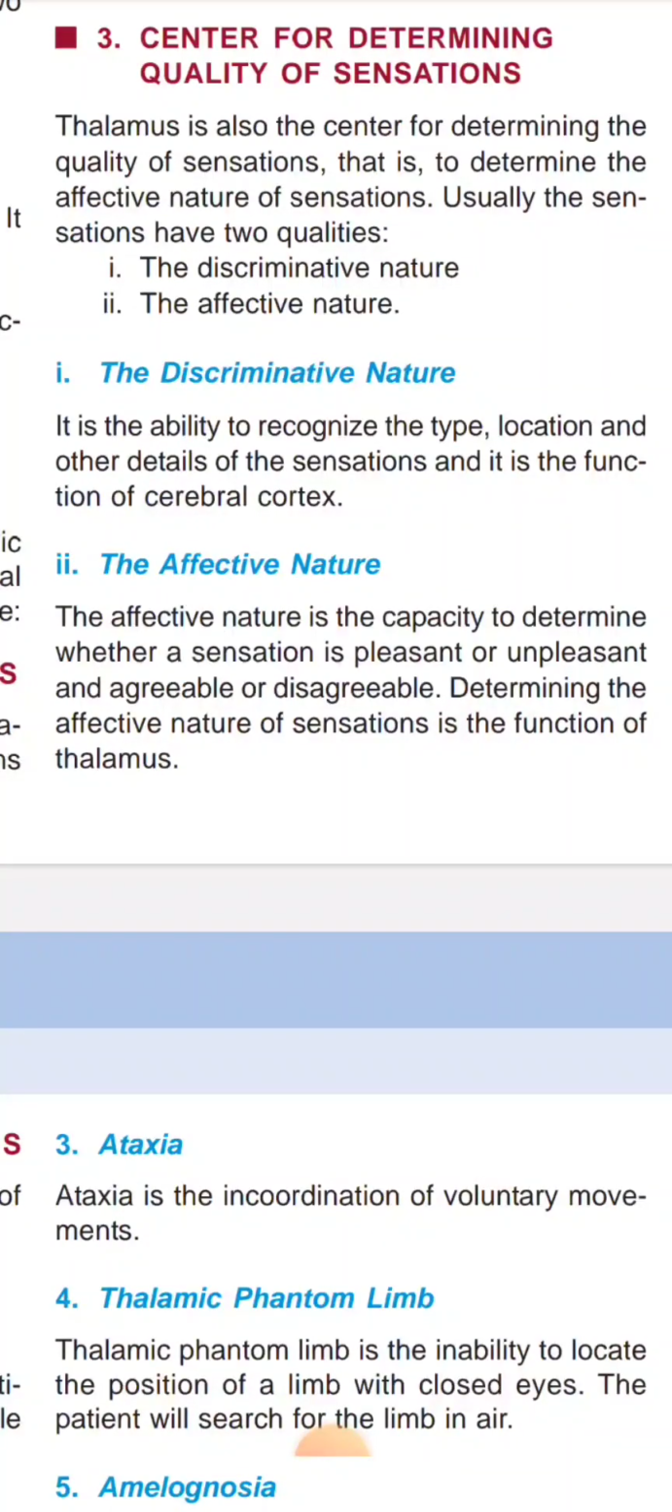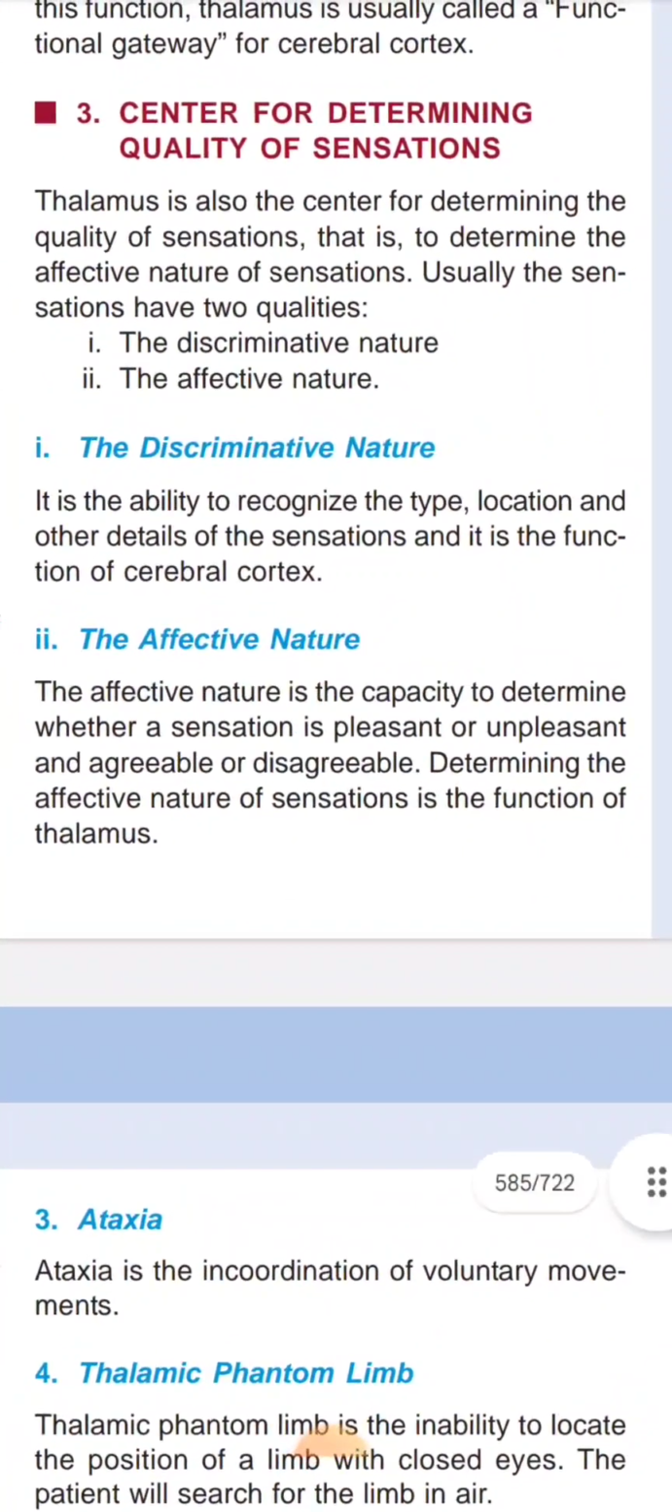So that information also the thalamus will tell. The thalamus will tell whether the sensation which we are feeling is pleasant or unpleasant, and also it will tell the capacity of the sensation, whether it is agreeable for us or not. Determining the affective nature of sensation is the function of thalamus.